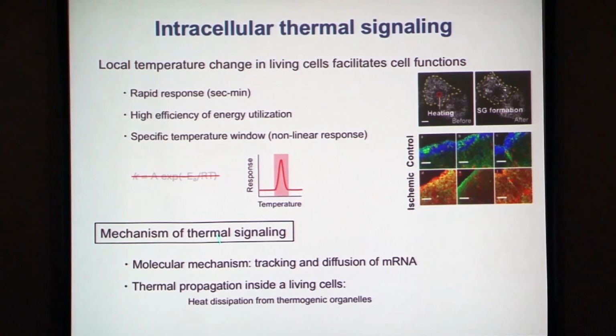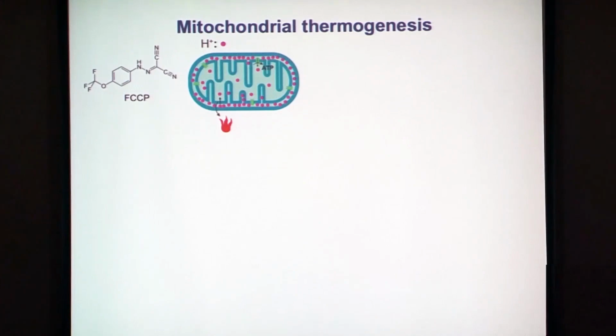So now we investigate the mechanism of thermal signaling from a molecular perspective, by looking at mRNA, tracking the fusion mRNA using SMD imaging at the timing of the thermal signaling, but also from a physical perspective. Thermal propagation in the cell has something to do with thermal signaling because the molecule has to utilize the heat. So heat dissipation from a thermogenic organelle is especially important. For the rest of this talk, I'm going to talk about mitochondrial thermogenesis and our attempt to measure this thermogenesis in the cell.